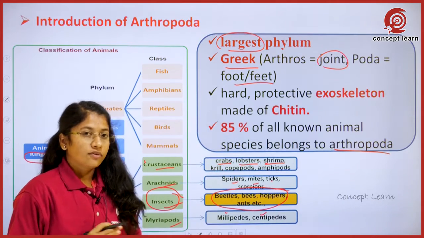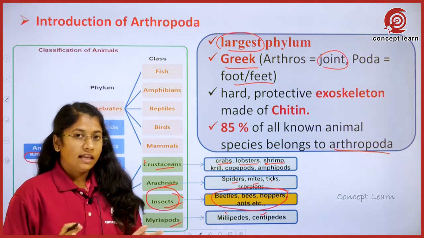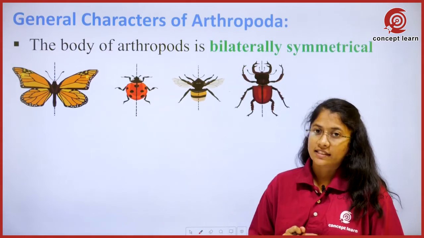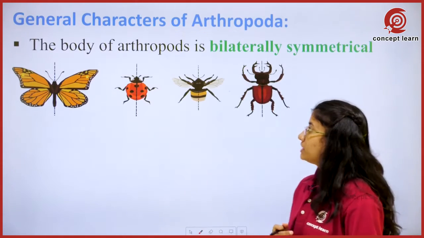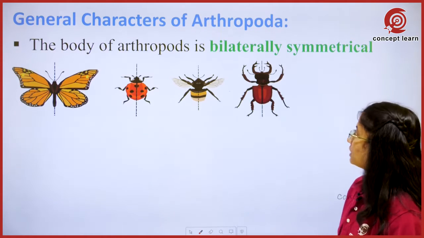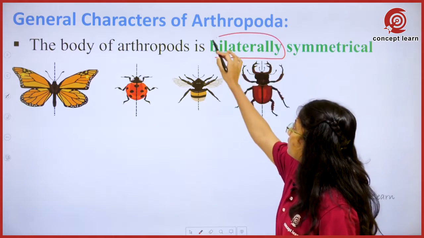So now let's see a few of the important characters which made these insects highly evolved when compared to all other organisms on the earth. Now let's see the general characters which made these arthropods highly evolved when compared to all other living organisms. As you see here, the first character is bilaterally symmetrical.